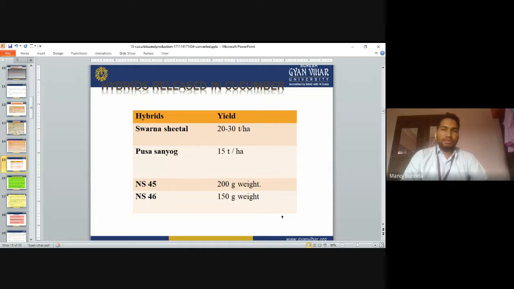Hybrids released in cucumber: Swarna Sheetal, which gives a yield of 20 to 30 tons per hectare. Pusa Sanyog, with a yield of 15 tons per hectare. NS45, with a fruit weight of 200 grams. NS46, with a fruit weight of 150 grams.